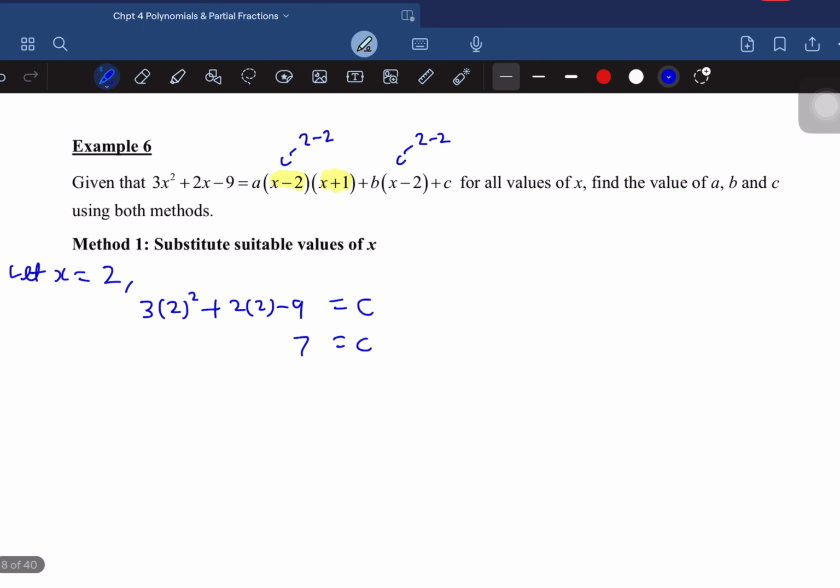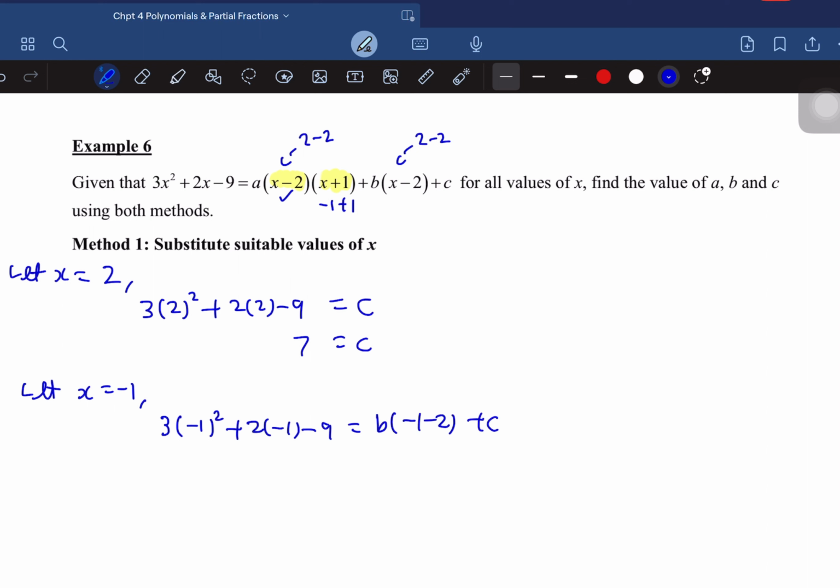Good. Now I use up 1 already, the 2. So I should try the x plus 1. So x plus 1, I sub in -1 to make it 0. So let x equals to -1. So here -1 plus 1 gone, my a gone, but my b will not be gone. Just nice, we need to find b and a. So it will be 3 bracket -1 square plus 2 times -1 minus 9. I'll have a gone, so don't need to put a. -1 minus 2 plus c.